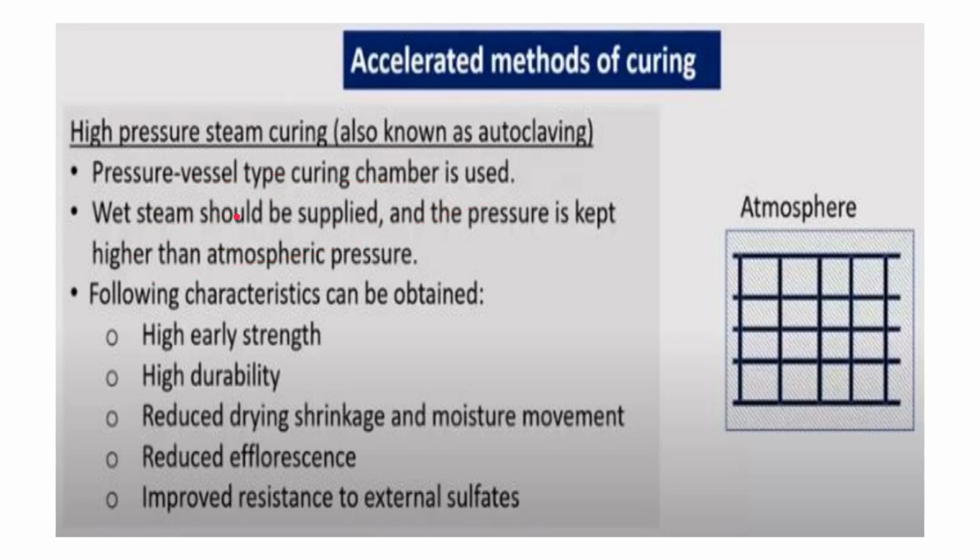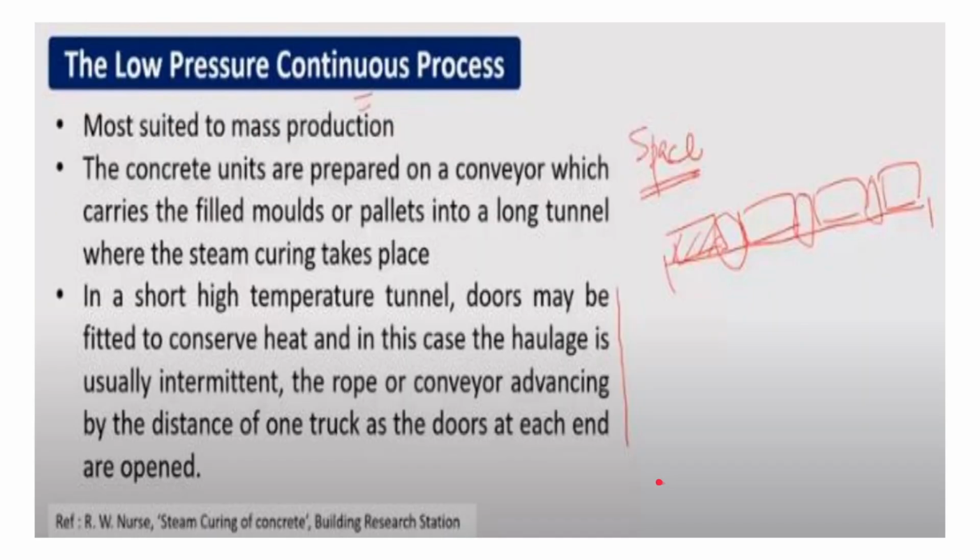The wet steam should be supplied and the pressure is kept higher than the atmospheric pressure. Following characteristics can be obtained. It can result in high early strength, high durability, reduced drying shrinkage and moisture movement, reduced efflorescence, and improved resistance to external sulfates. So these are some of the utilities.